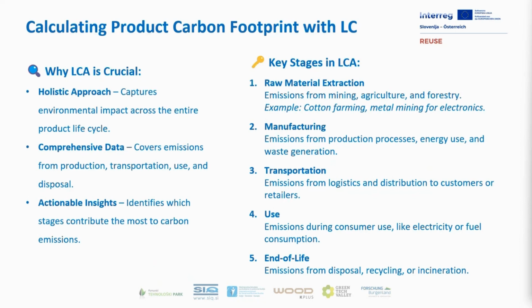Raw material extraction. This includes emissions from activities like mining, agriculture, and forestry. For example, the carbon footprint of cotton farming or mining of metals used in electronics. Then manufacturing, emissions during the production process. This covers everything from energy consumption in factories to waste generation.